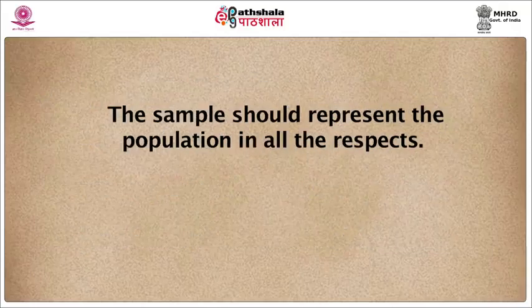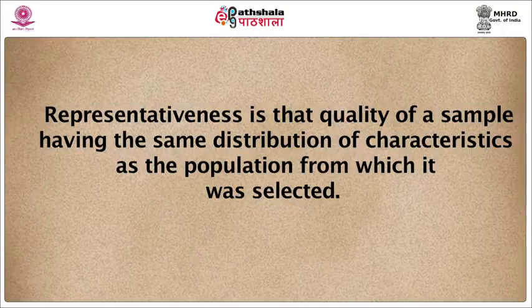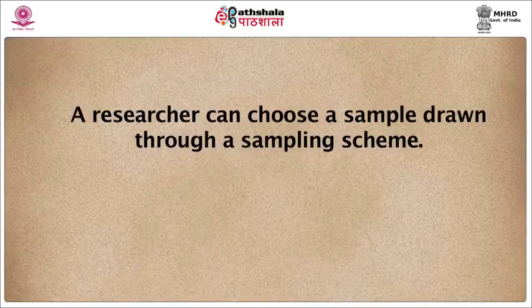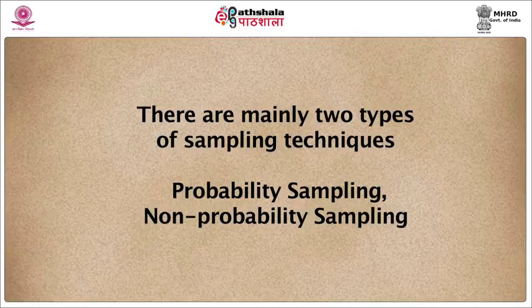The sample should represent the population in all respects. Representativeness is the quality of a sample having the same distribution of characteristics as the population from which it was selected. So, the question here is how to draw a sample. A researcher can choose a sample drawn through a sampling scheme. These are generated through various sampling techniques. There are mainly two types of sampling techniques: probability sampling and non-probability sampling.